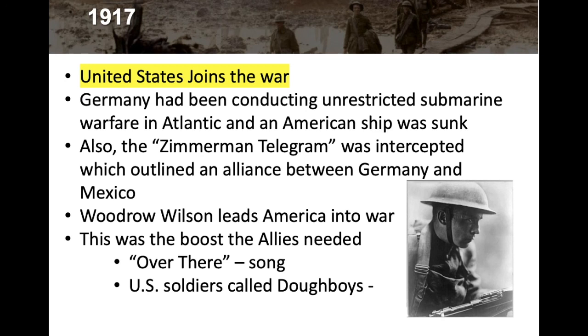Germany had been conducting unrestricted submarine warfare in the Atlantic with their submarines, and they were actually sinking American ships. And this one American ship was sunk. It caused a lot of civilians to die. And so finally, the United States, who was remaining neutral, decides to join the war.